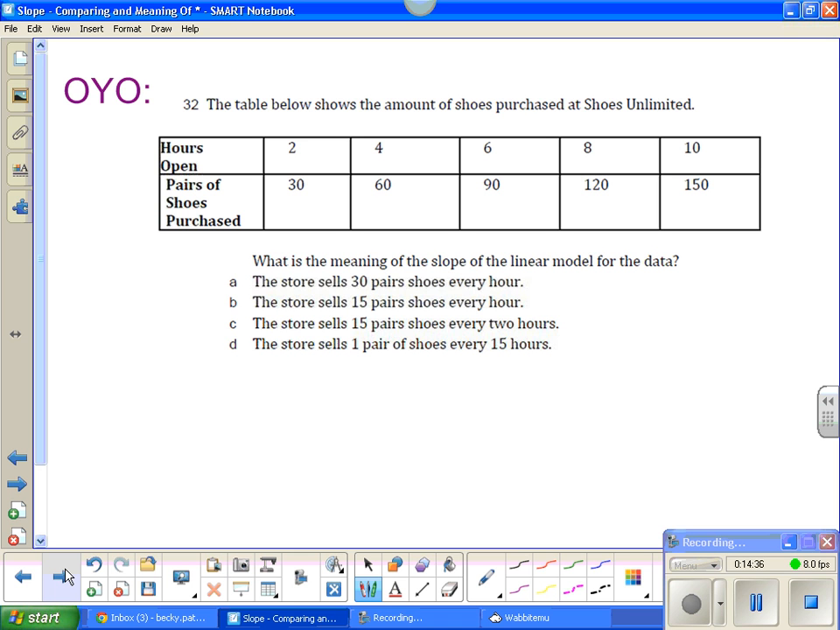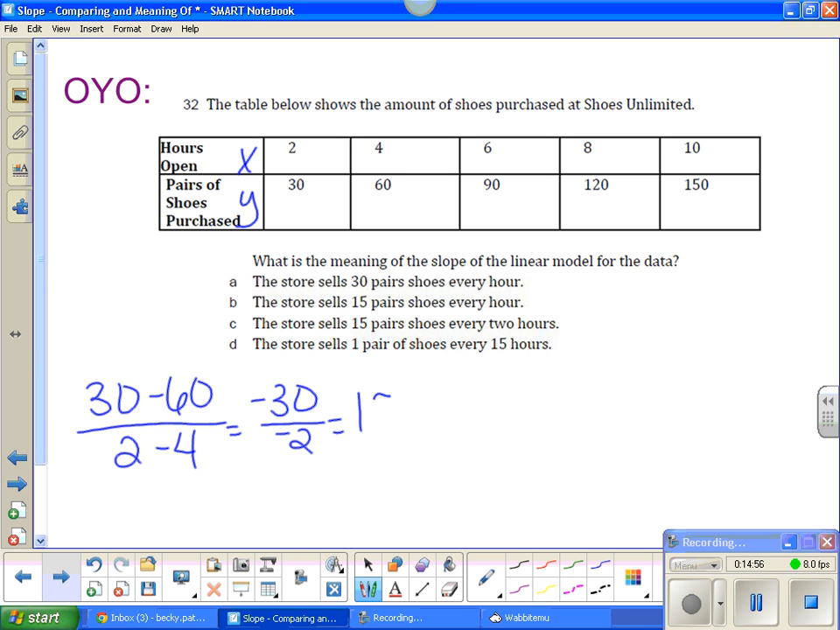Table below shows the amount of shoes purchased at Shoes Unlimited. Hours open, pairs of shoes. What is the meaning of the slope? Do not look at your answers. Go find your slope. These are x's, these are y's. Y minus y over x minus x. Negative 30 over negative 2, which is 15.